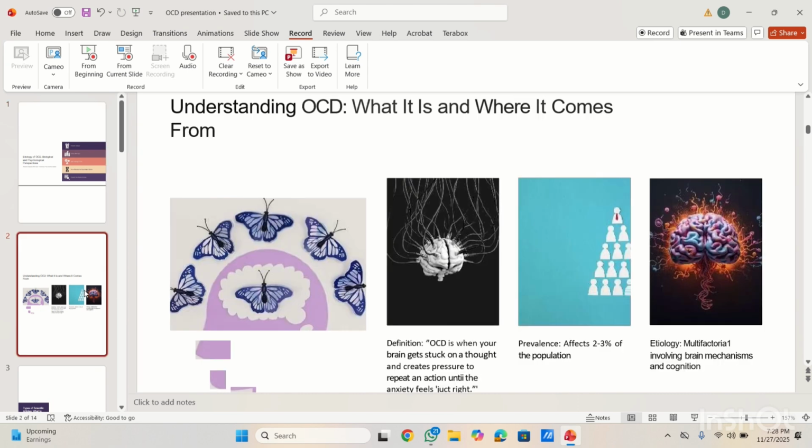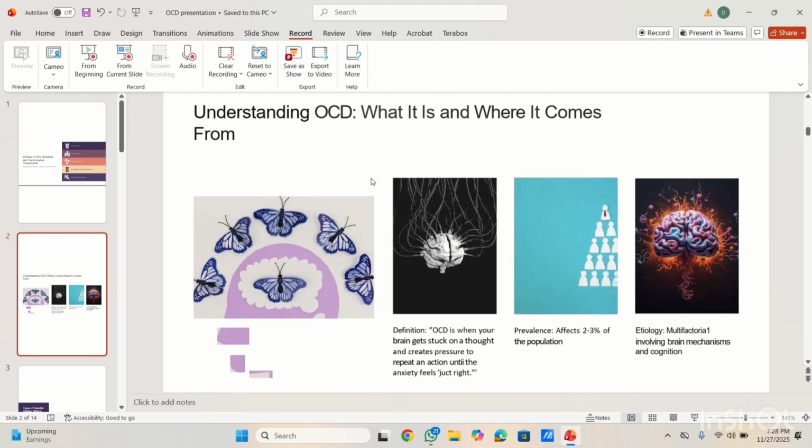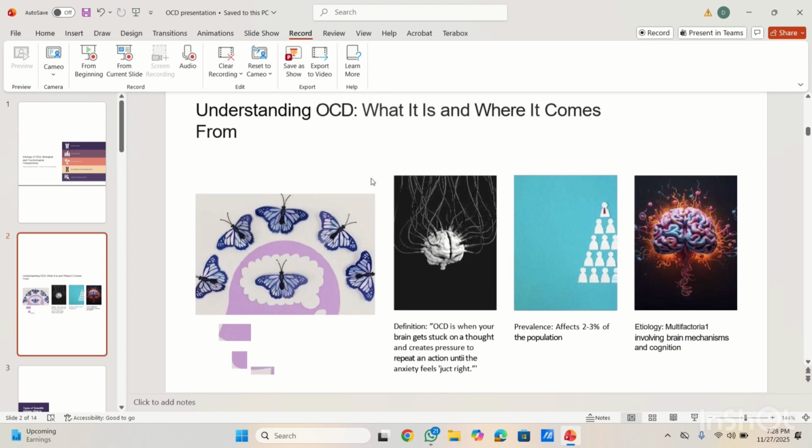So this is an overview of OCD. Basically, OCD is a mental disorder that includes obsessions, which are unwanted intrusive thoughts, and compulsions, which are repetitive actions people feel driven to do to reduce anxiety. Examples include washing, checking, counting, and ordering.